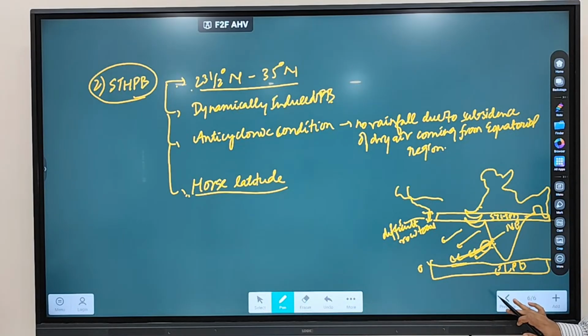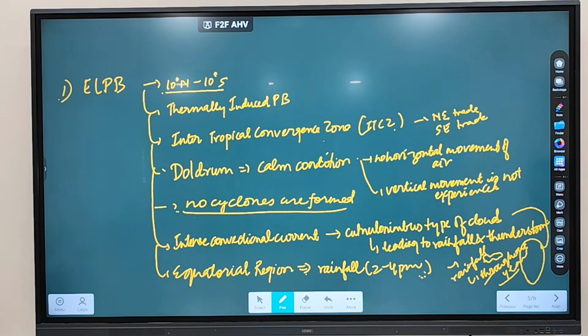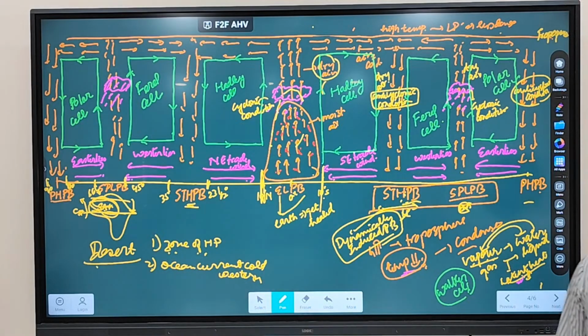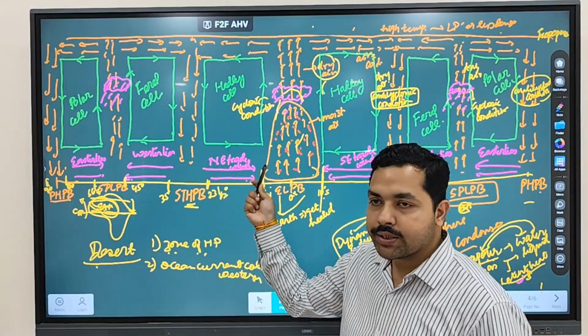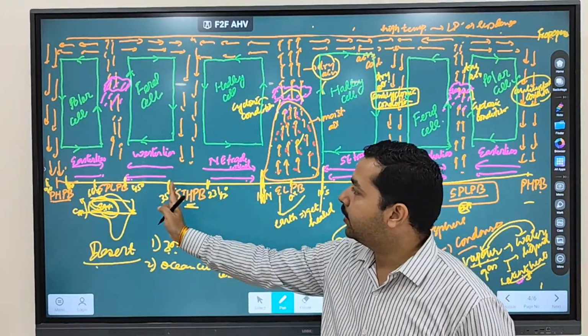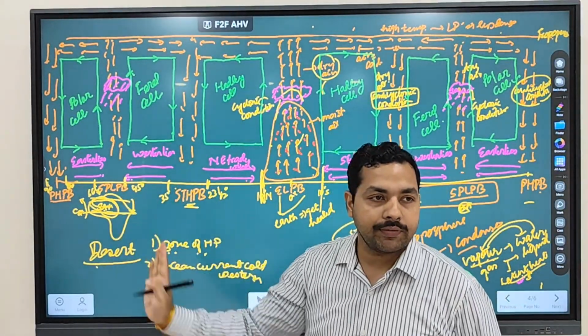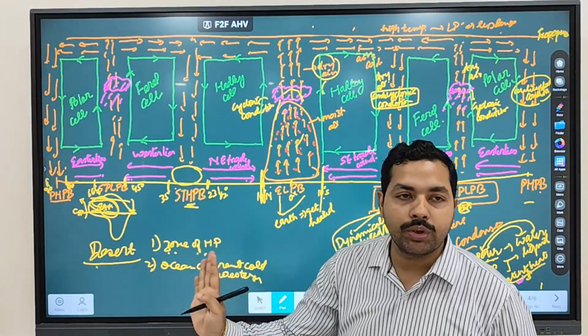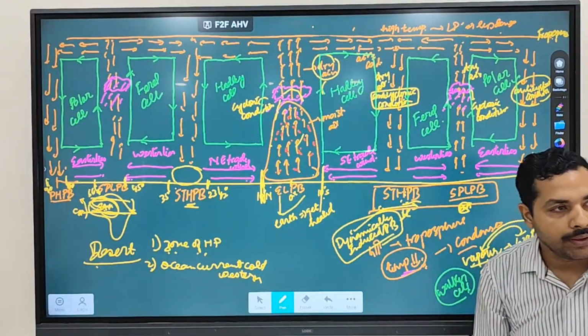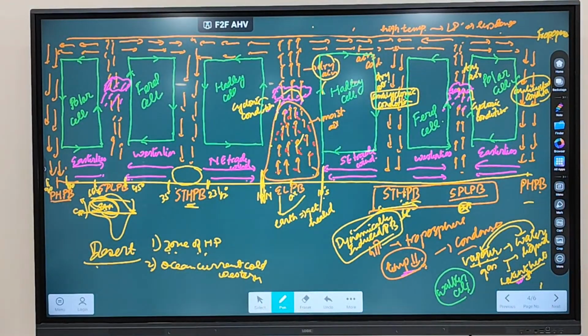If you see this subtropical high pressure belt region, either you see the northeast trade wind blowing beyond 23.5 degrees, or you see nothing beyond 35 degrees. In this region, no winds are blowing. When no winds are blowing, it is difficult to row the boats in this particular region.